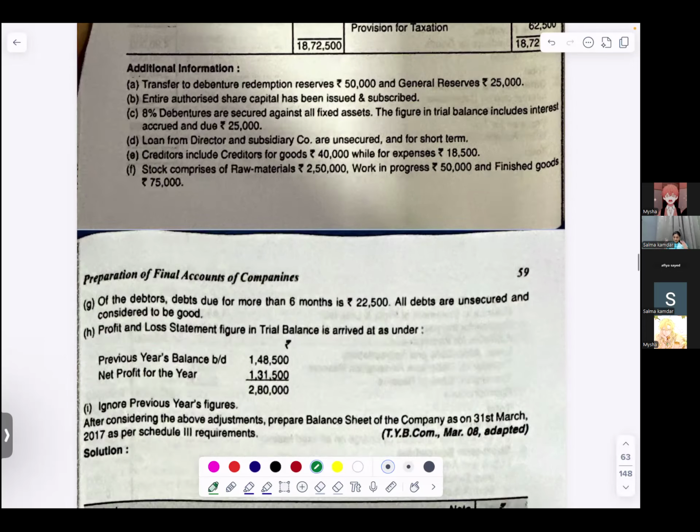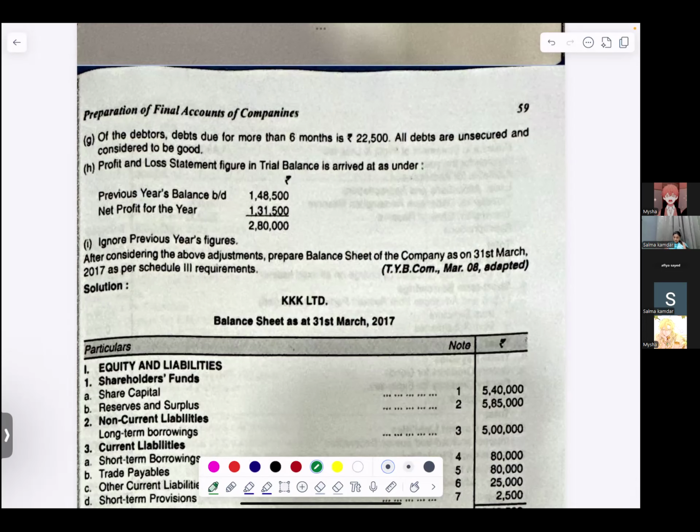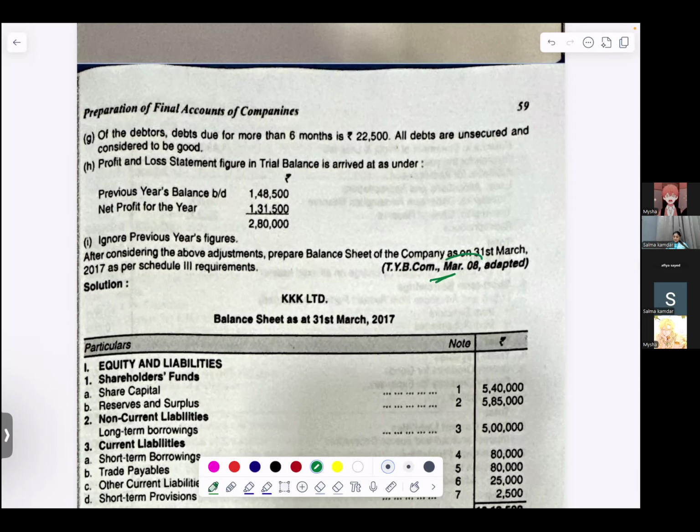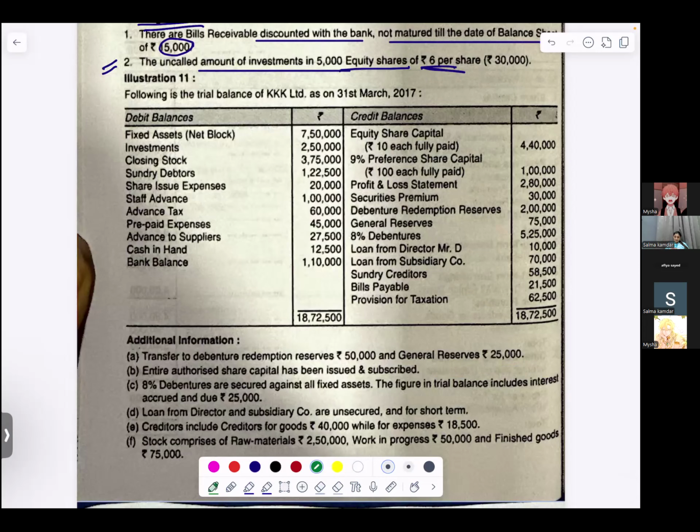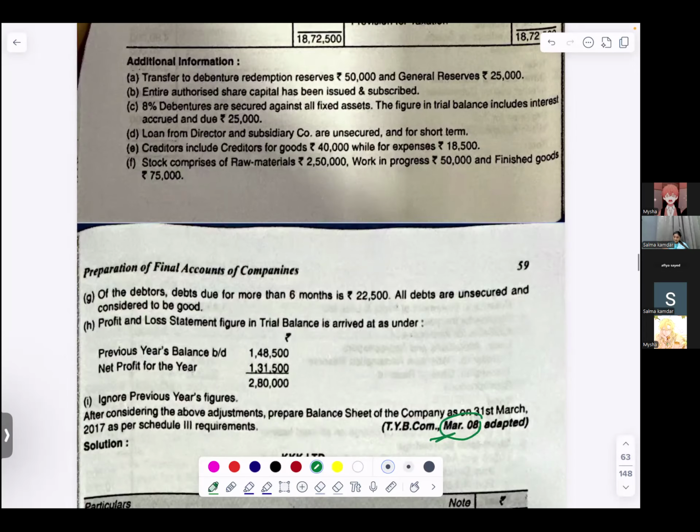So we are doing question number 11 of the textbook. It's a TYBCom March 08 sum, where you're asked to make the balance sheet given the trial balance. I hope you're with me.